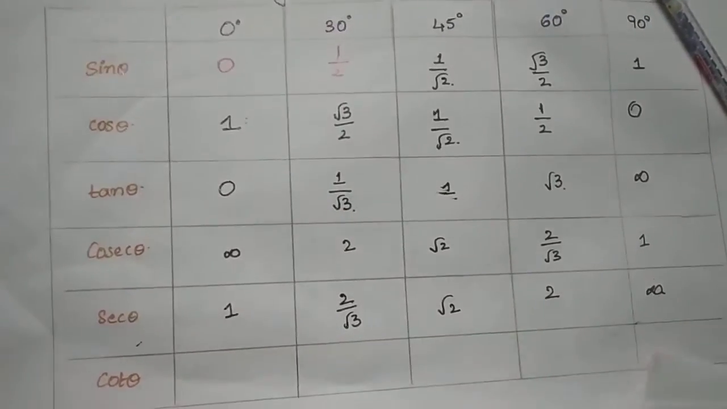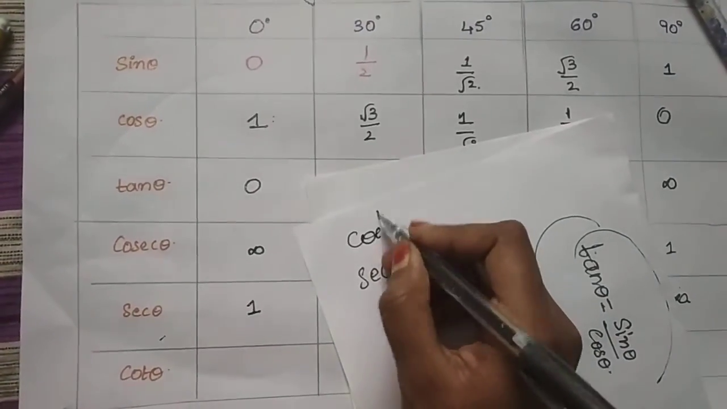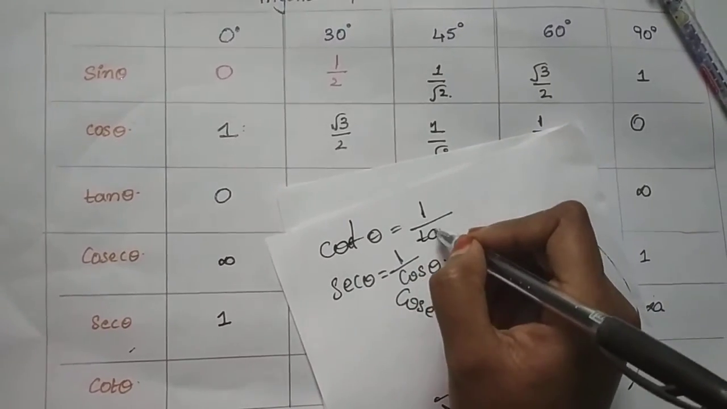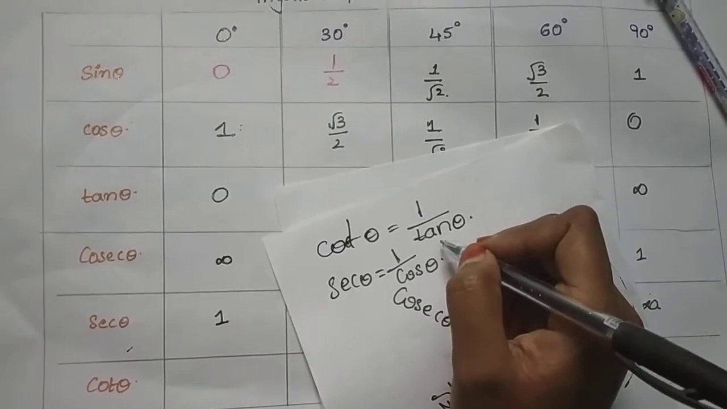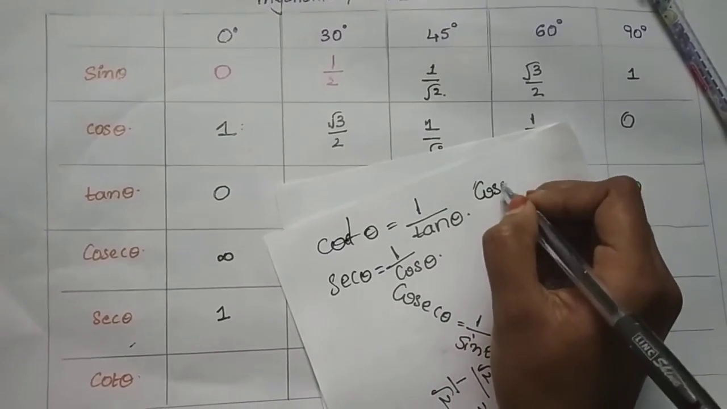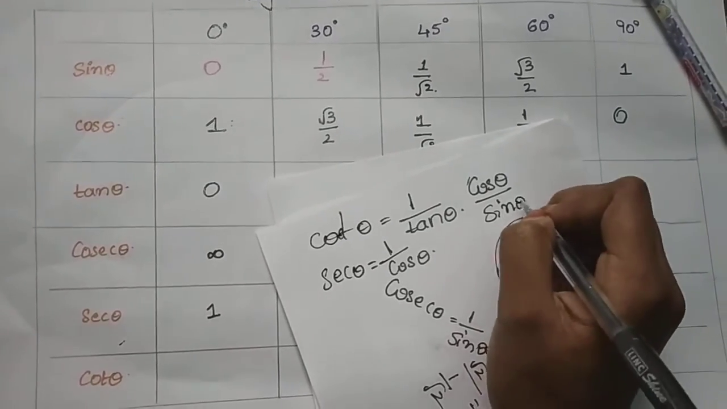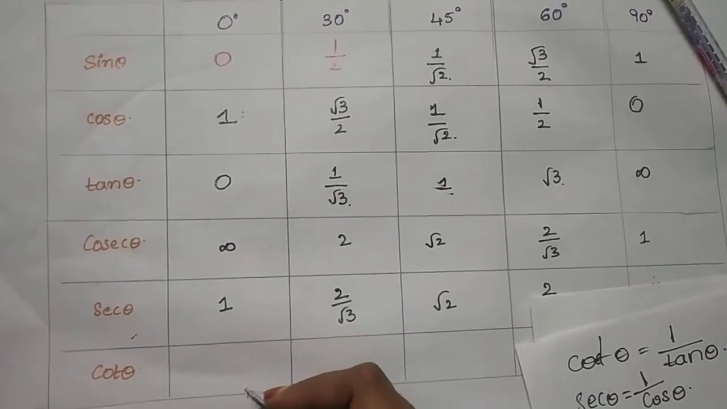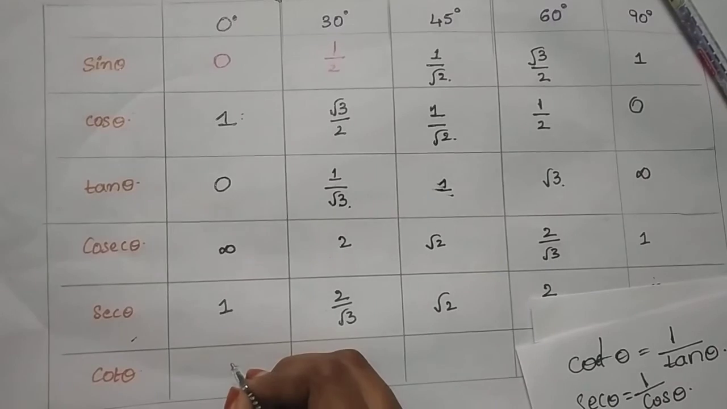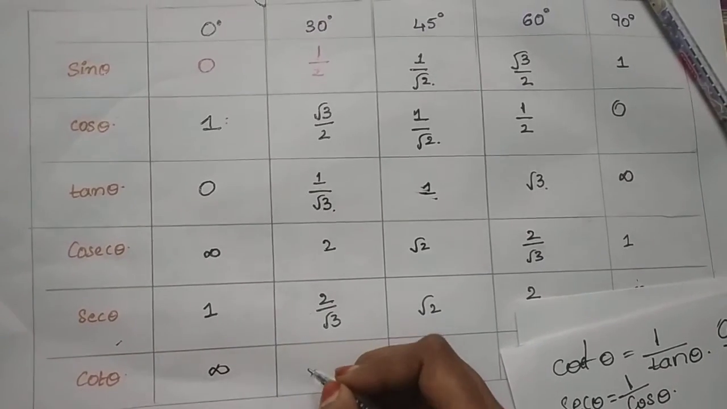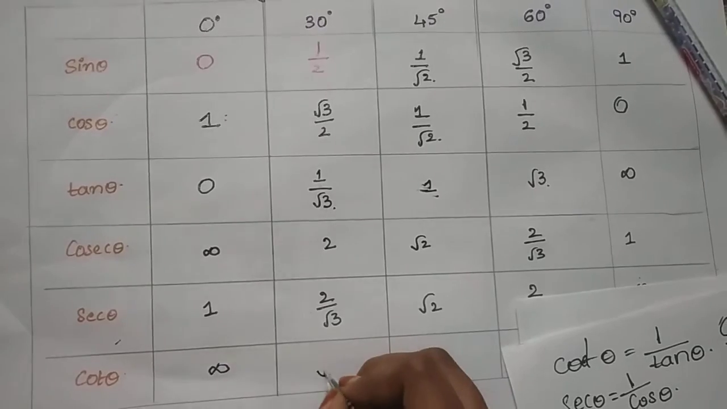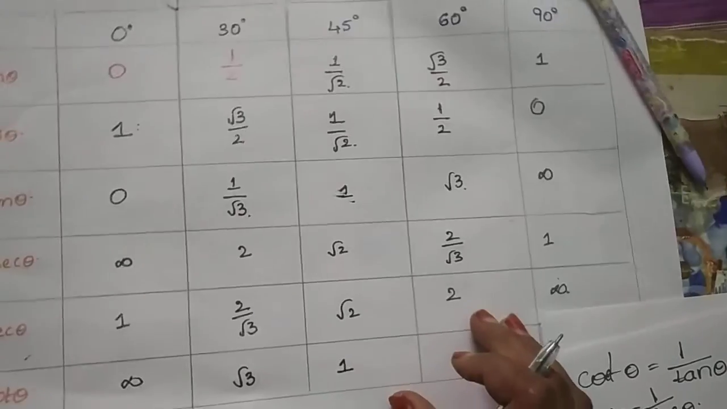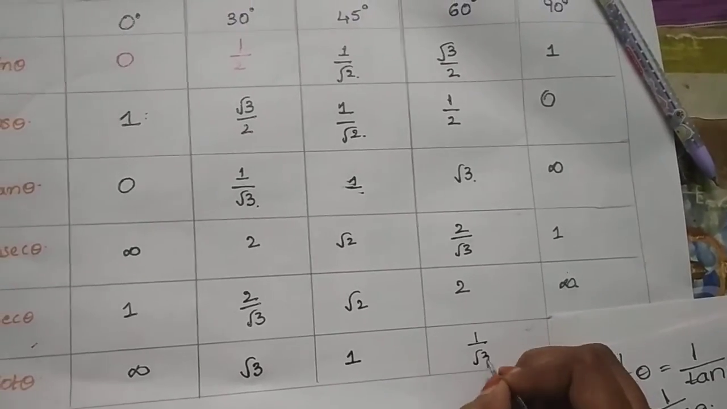Okay. Getting cot theta. Here the cot theta formula is 1 by tan theta, or we can do cos theta by sin theta. So to get cot theta value, we have to divide 1 by tan theta. 1 by 0 will be infinity. And 1 by 1 by root 3 will be root 3. And 1 by 1 is 1. And next 1 by root 3 is 1 by root 3. And 0.